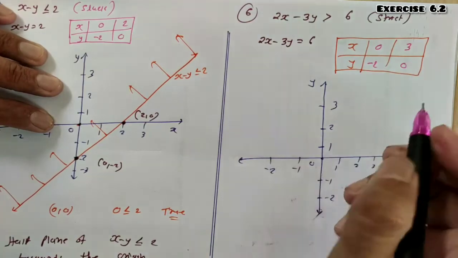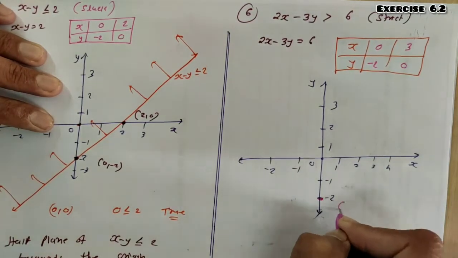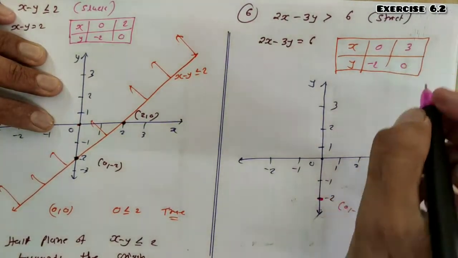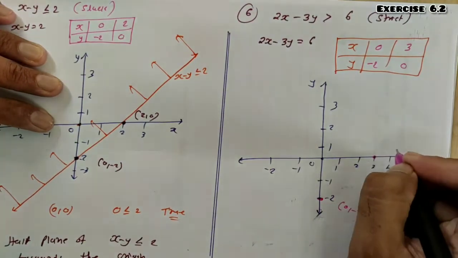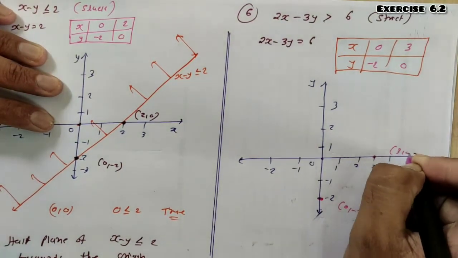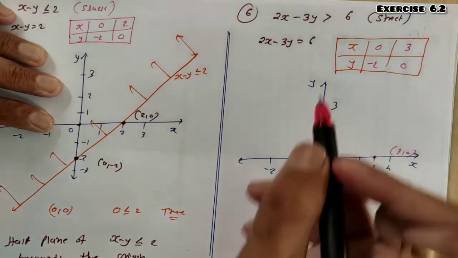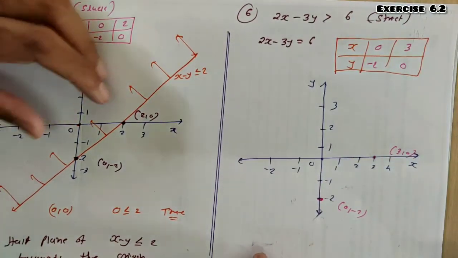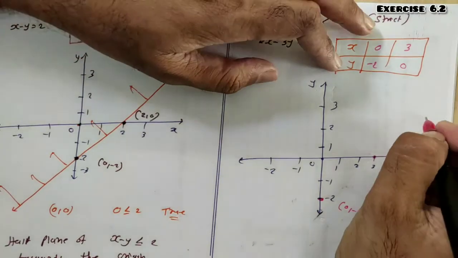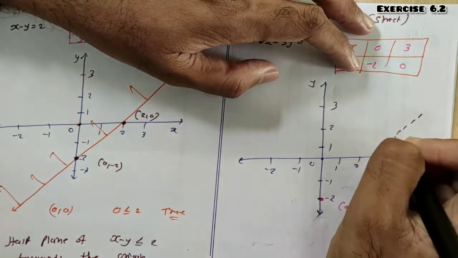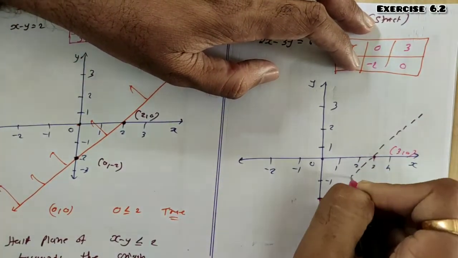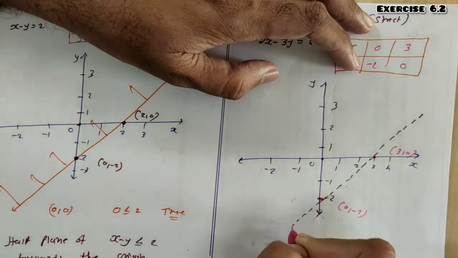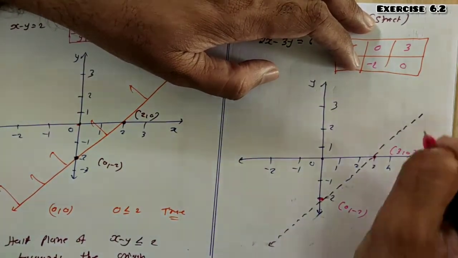0, -2: x is 0, y is -2. So it's 0, -2. And the second point is 3, 0: x is 3, y is 0. So here, strict inequality is there, so we have to draw the dotted line. So the dotted line is the graph of the given linear equation in two variables. So this is the dotted line.